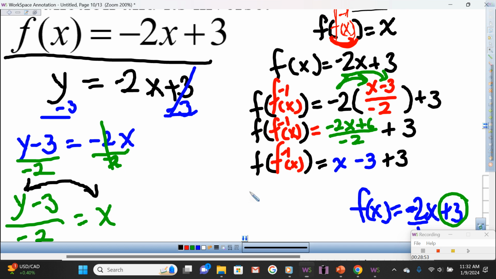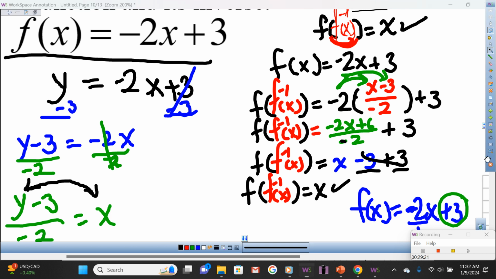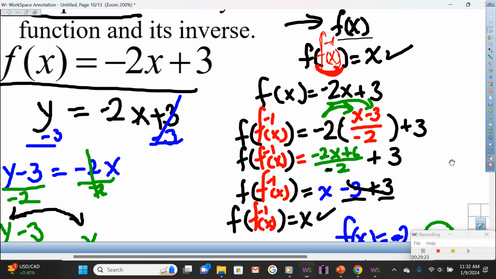So, what do we have at the end? F inverse of x equals 2. Let's see, what is negative 3 plus 3? 0, and we're left with? Did we get what we wanted to see? Yes, f inverse of x equals x. There it is. If at the end you get it equal to x, that means that it is the inverse. Look at that beauty. Let's go.